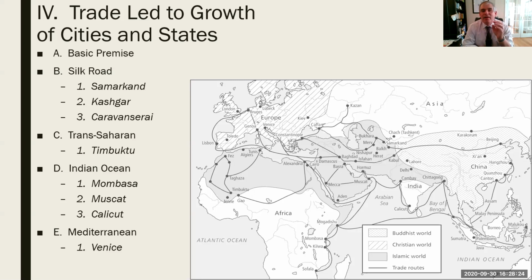The caravanserai are not so much cities as they are small rest stops along the Silk Road. The concept has been around since the ancient Persians, back in about 600 BCE. But what the Mongols do is they sponsor the building of these caravanserais, which are resting stops for the caravans traveling along the Silk Road.